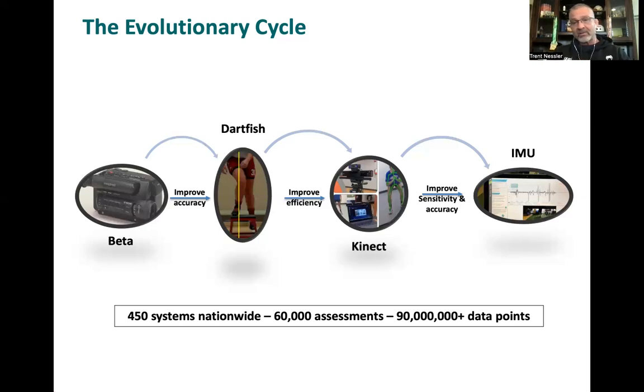So we went back to the drawing board, came across a company that had developed an IMU, an inertial measurement unit, and partnered with them to develop what at that time was called the ViMove AMI. We launched that in 2017, and from 2017 till about 2022, we had over 450 systems across the US. This says 60,000 assessments. We've done 10 thousand more since the launch of our new system, and it equated to over 90 million data points. We learned a lot of information from version number 1.